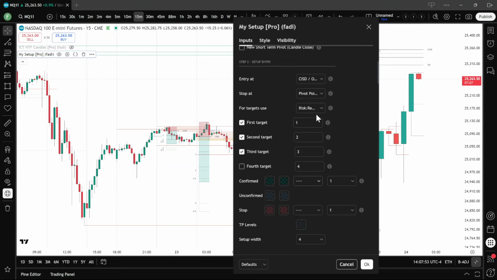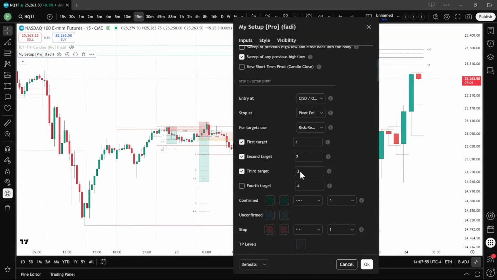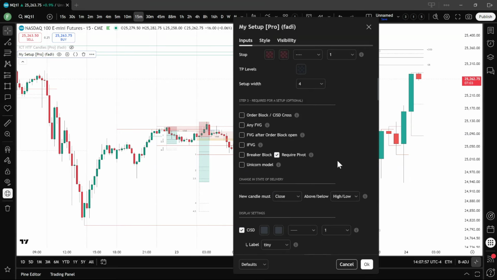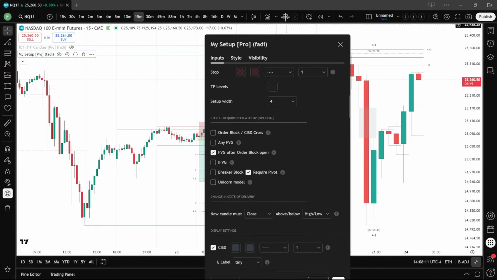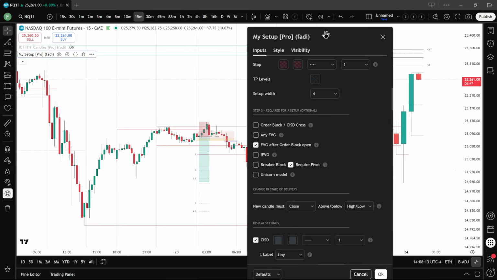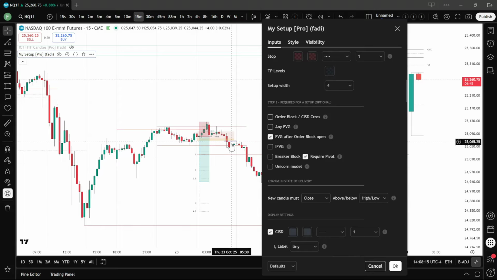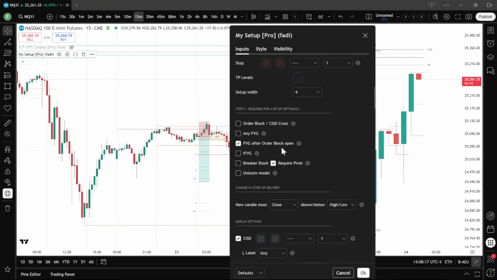Once you define your setup criteria, your entry and stop and targets, now you can specify some confluences. For example, even though a setup was found, I don't want to take this trade unless there is a fair value gap that formed after the order block. That will let it search only for that type of entries. For example, that disappeared, and now we have one here because there was a fair value gap formed here. And you get to define those type of settings.